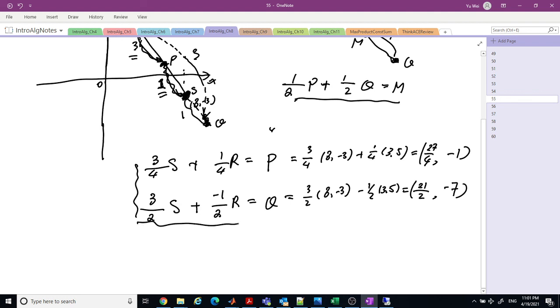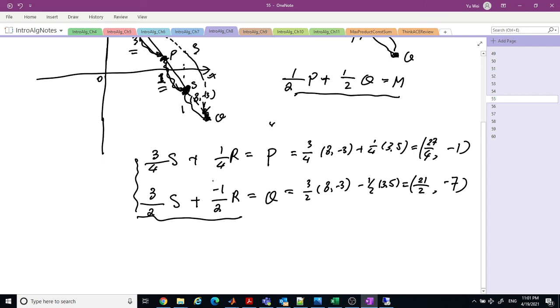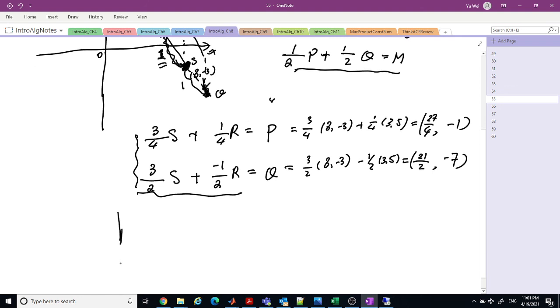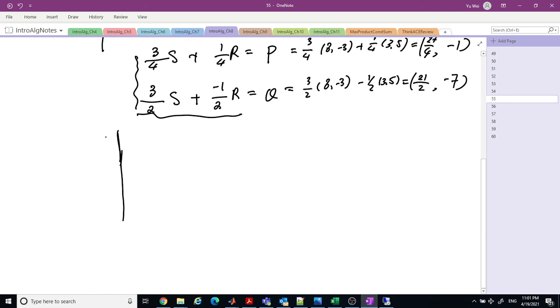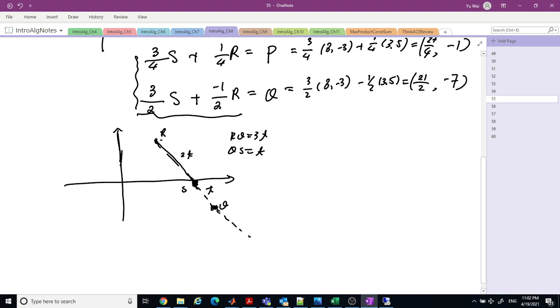Now let's explain this one a little bit. You can see this is R and this is S, and we want to find Q. We want the ratio 3 to 1, so RQ is 3t and QS is t. So this is t, this is 2t. Let's find R prime, the point symmetric to R about S, so that RS equals R prime S.